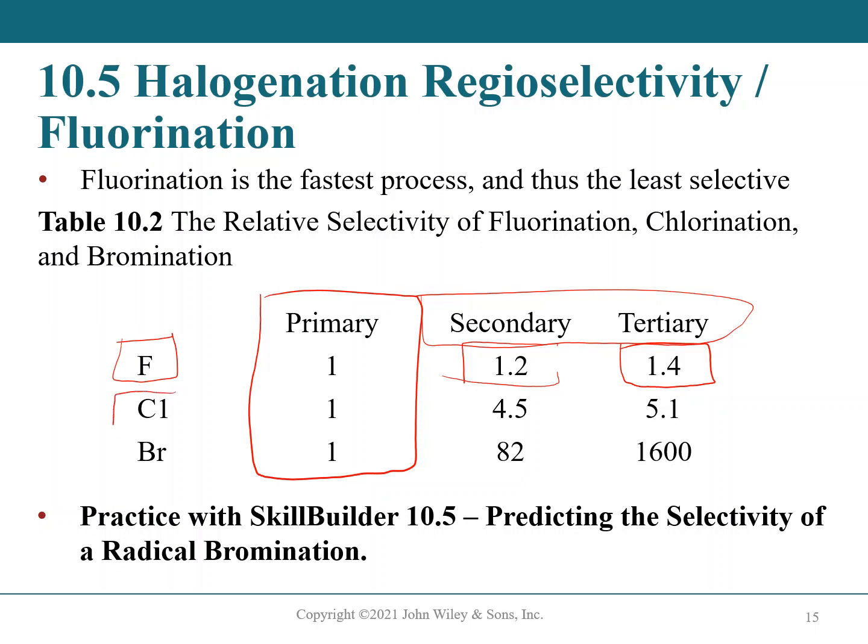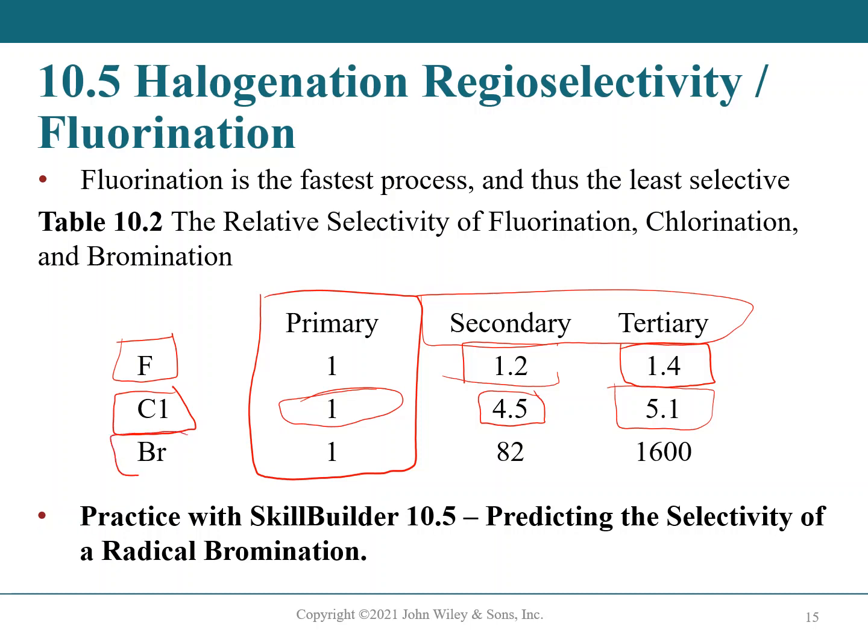Whereas, if we look at chlorination, we're going to get 4.5 times selectivity over the primary for the secondary, and 5.5 times more selective for tertiary over the primary. So you can see, if you only have primary and secondary, you can get a more reasonable amount of the desired product being secondary or tertiary, but you'll still have a significant amount of primary present in your reaction that you'll need to separate out from the mixture of products.